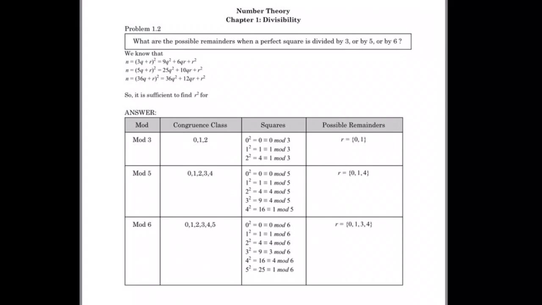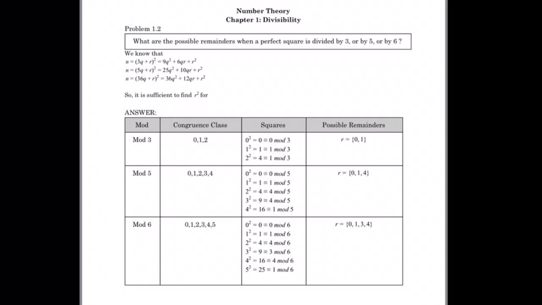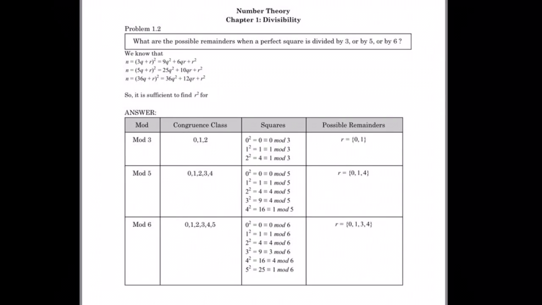If I take the number 7, 7 squared is 49. Well, 48 is divisible by 3, so it's 1 more. So the remainder is 1. Also, if I take a number that's in 2 mod 3 and square it, such as 8, 8 squared is 64. That is also 1 in mod 3. So the only possible remainders are 0 and 1.